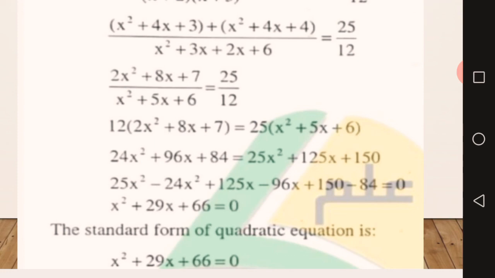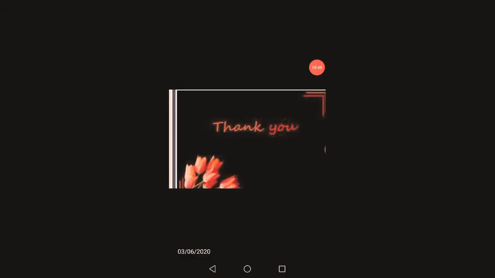So is this a pure quadratic equation? No. Why? Because b is not 0 here. Here b is present, that is 29. a is 1, b is 29 and c is 66. So this becomes the standard form of a quadratic equation.